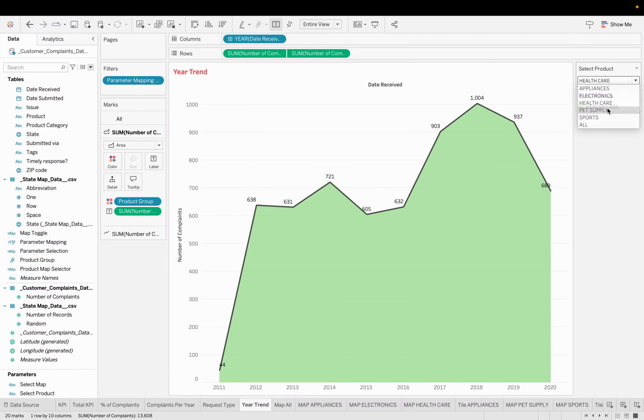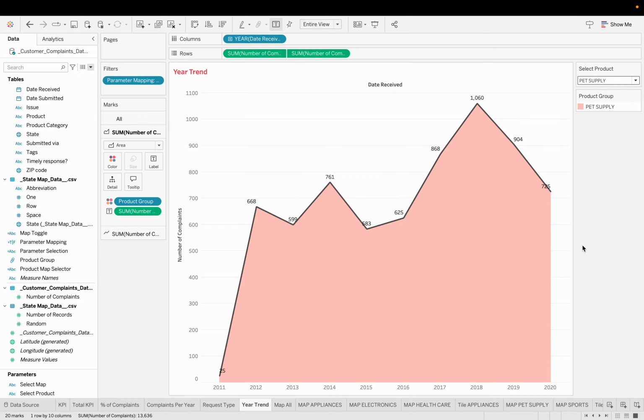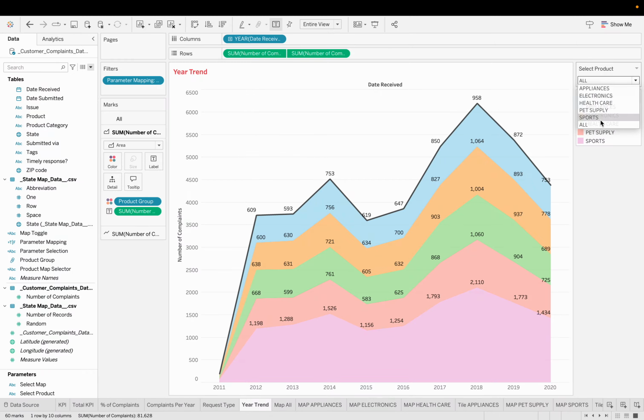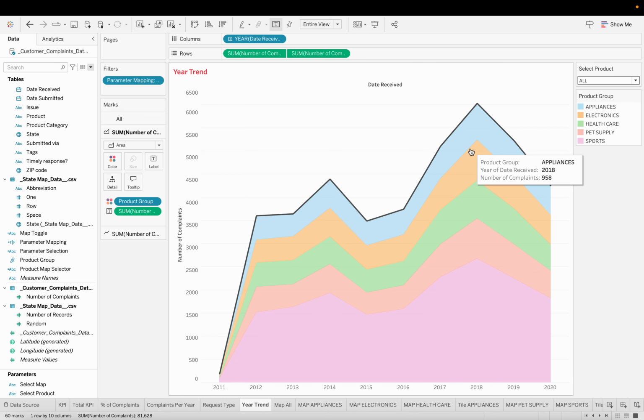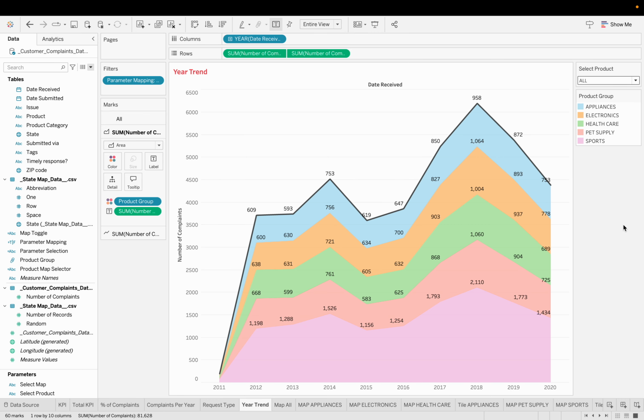And for pet supply, you can see there was a steep dip from 2018. If you look at sports, very similar from 2018. And then overall, you can see the very steep dip from 2018. So this kind of indicates something: what happened in 2018 that the complaints went down? Did we do good? Or was our customer service really good?